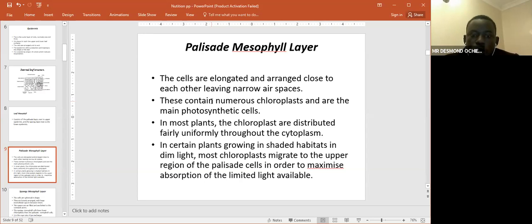So just to stress this point, in certain plants growing in shaded habitats or in habitats that have got dim light, most chloroplasts migrate to the upper region of the palisade cells in order to maximize absorption of limited light available.